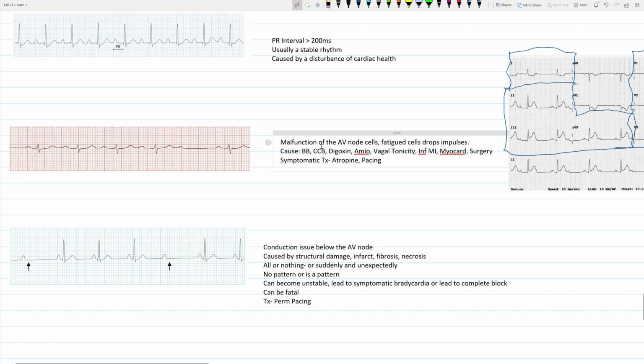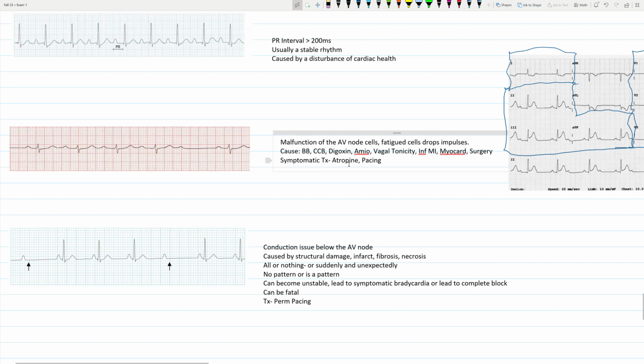The definition here is a malfunction of the AV node cells or fatigued cells. Cells get tired too, and they drop impulses. They're just not pushing those impulses down to the bundle of His and into the Purkinje fibers. You could have a bundle branch block, but causes include beta blockers, calcium channel blockers, digoxin, amiodarone, and again vagal tonicity, so how well that parasympathetic nerve is stimulating, an inferior myocardial infarction, myocarditis, and surgery.